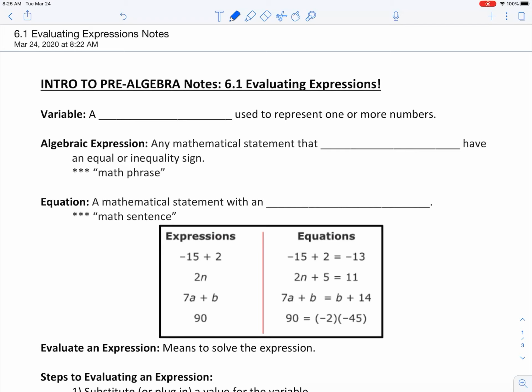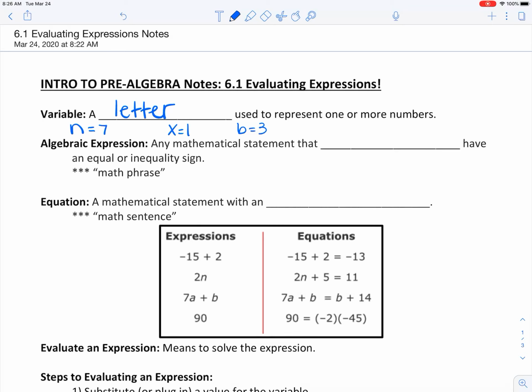Our first vocab word for today is variable. And variable means a letter used to represent one or more numbers. In the past in our class, we've used the letter N a lot to represent different numbers. So N could be 7 in one problem. Well, I want you to know that you can use other letters as well. So you could use X, maybe X represents the number 1, or B could represent the number 3.